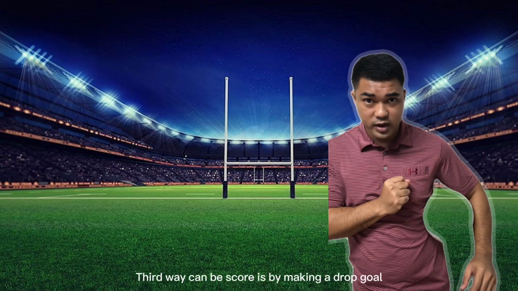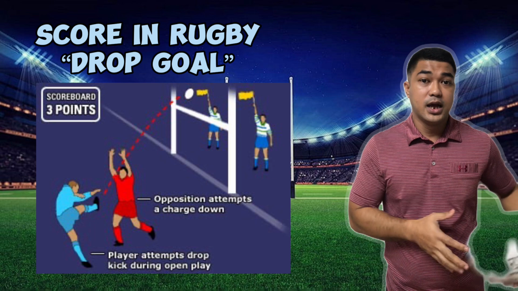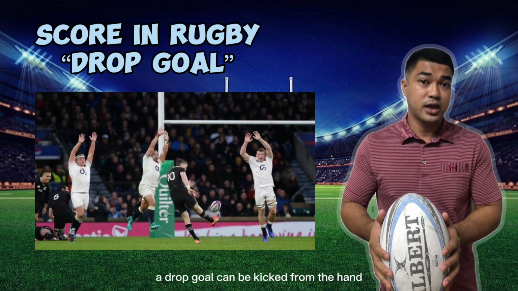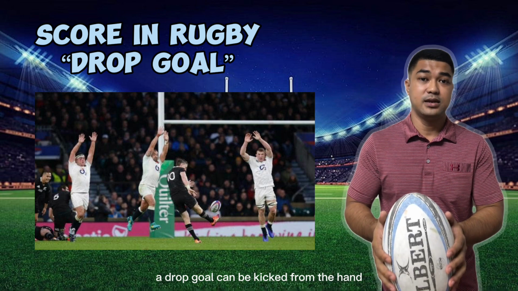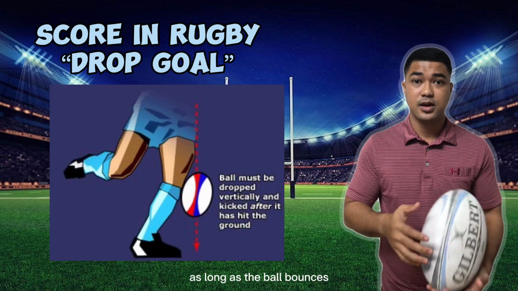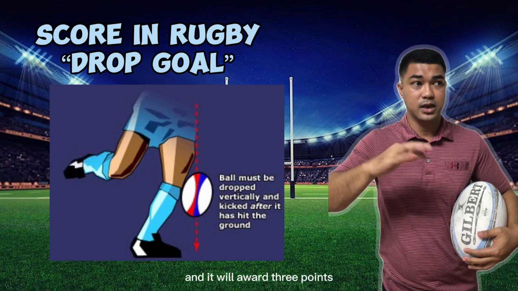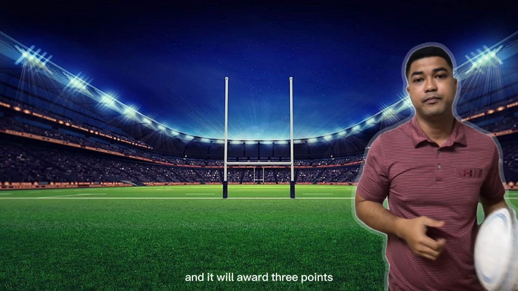The third way to score is by making a drop goal. When the game is in play, a player can make a drop goal. A drop goal can be kicked from the hand as long as the ball bounces first. The ball also has to go through the H goal post and it will be awarded 3 points.